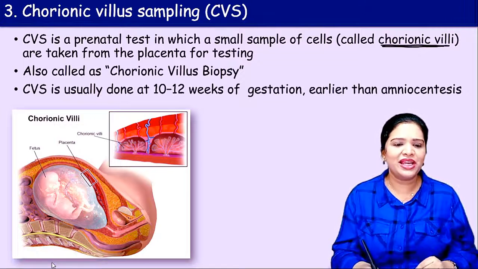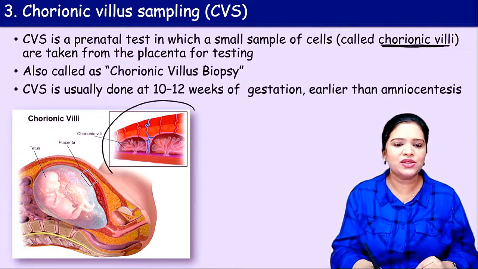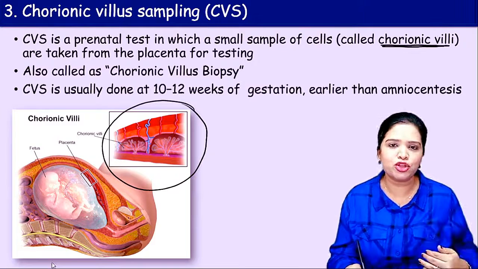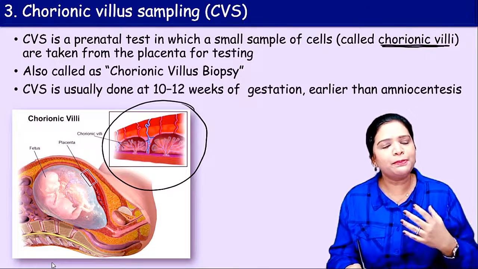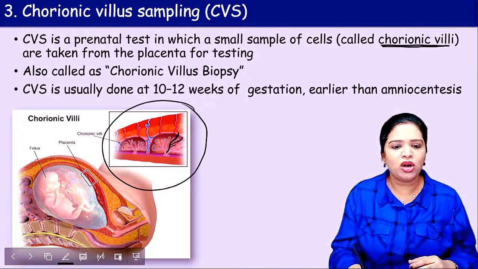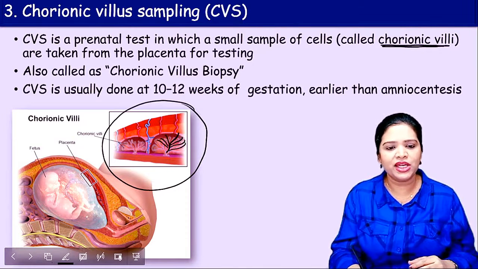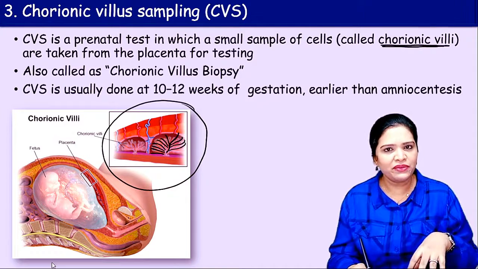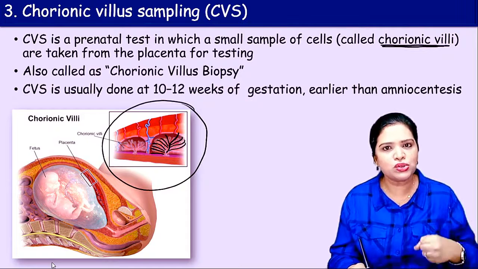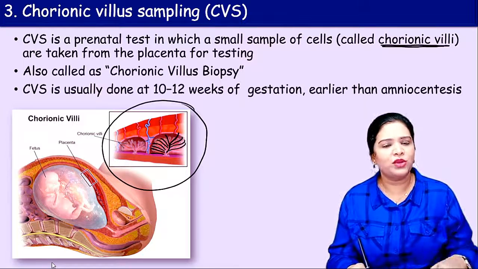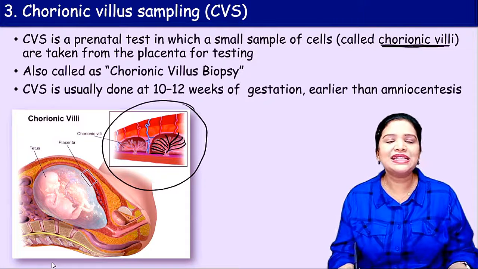What is chorionic villi? We can see here, if this is the placenta of the baby, the mother side of the placenta is there. Similarly, the fetal portion of the placenta is there. The fetal portion of the placenta is like a finger-like projection, like this. This is what we call chorionic villi. So what we are doing is collecting a few tissue samples from these chorionic villi to check for fetal problems. This sampling technique is called CVS.